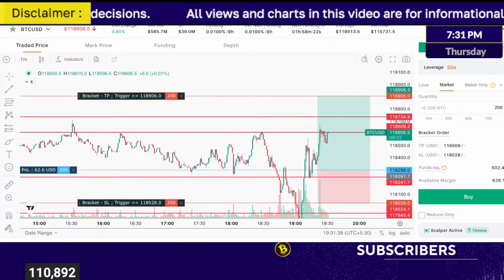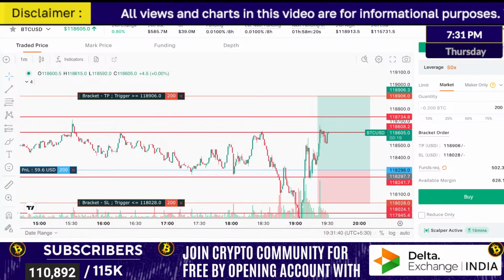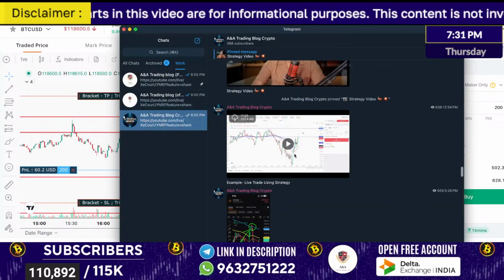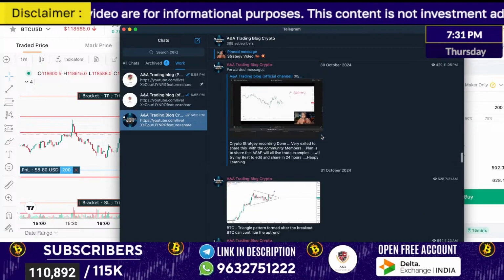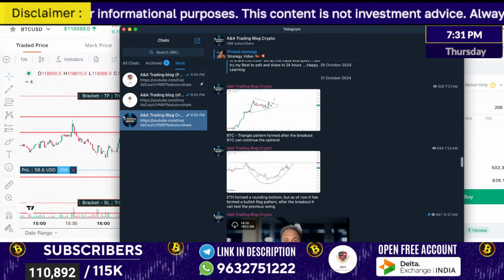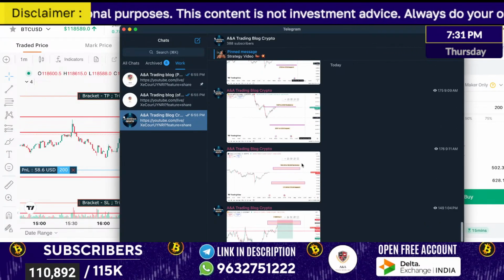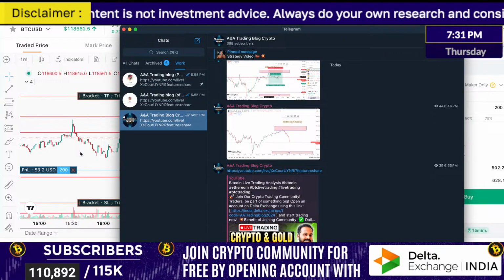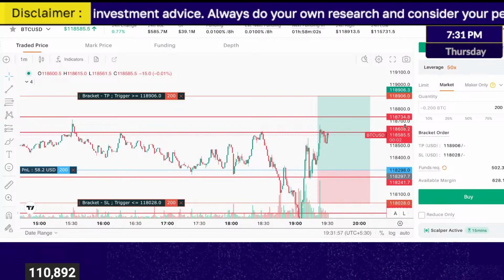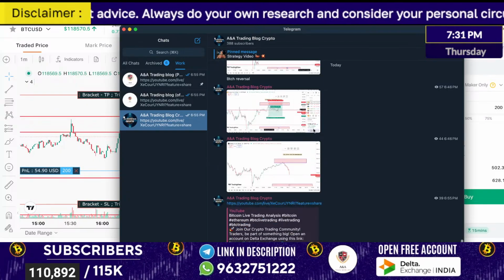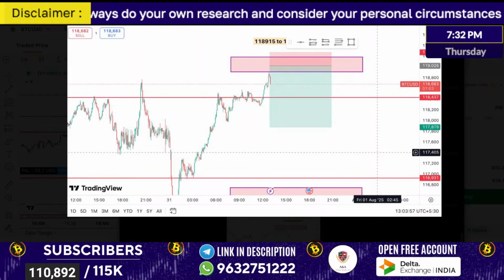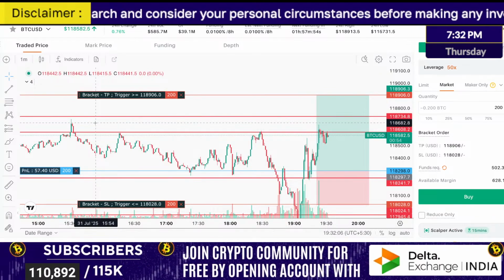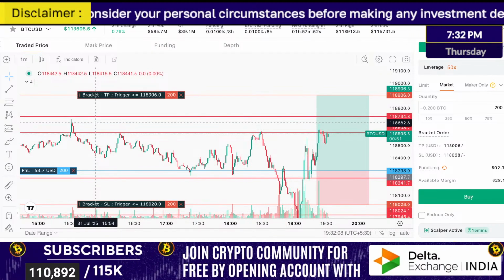Sir, put crypto analysis in the free group. Sir, crypto, I've shared the levels, no? In the crypto community group, you can see that here. In the morning only, when the Indian market is there, that time only I've shared the levels. Nice movement we have got also, and I've discussed the setup also here. That is a free community only. Whoever opens an account with Delta Exchange gets access to the group.